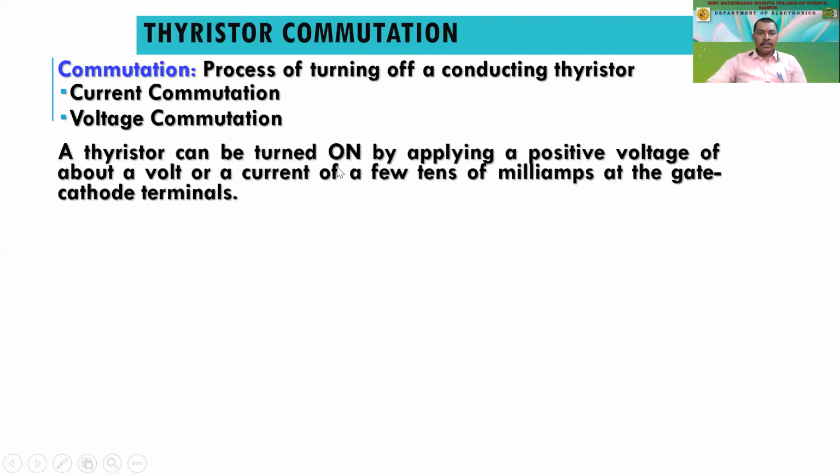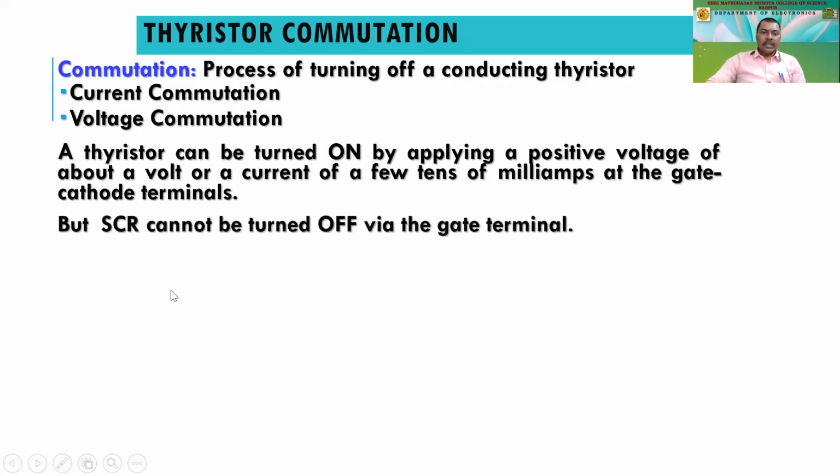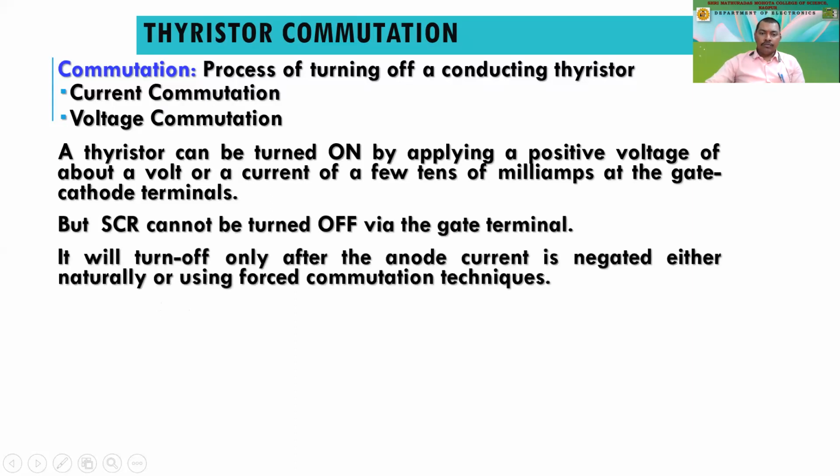A thyristor can be turned on by applying a positive voltage of about a volt or a current of a few tens of milliamperes at the gate-cathode terminal. So a slight voltage or current at the gate can switch on the thyristor, but an SCR cannot be turned off via the gate terminal. So even if you now switch off the gate voltage, the thyristor will not be switched off. So we have to do something, some more circuits have to be applied, and then only we can switch off the SCR.